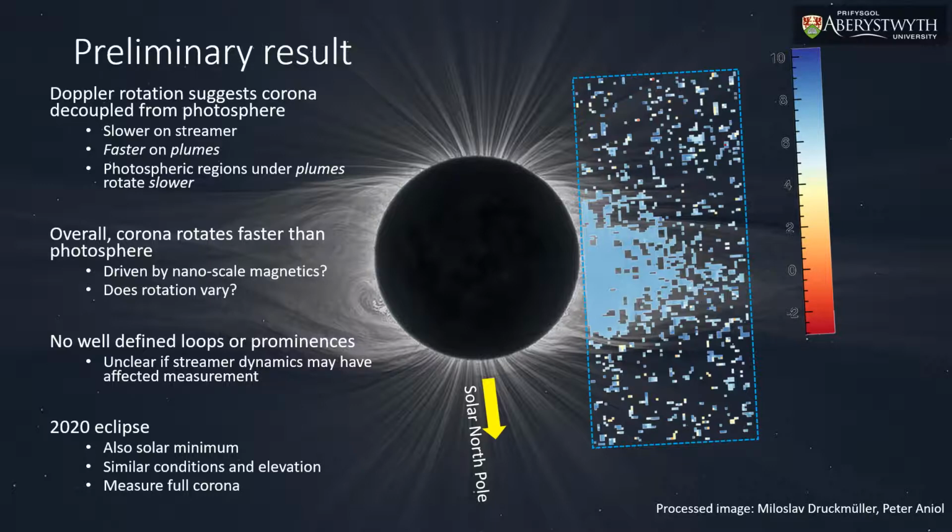The area of the corona that we measured lacks any loops or prominences, which might have photospheric footprints tied closely to them. So it's unclear if perhaps the dynamics of this large streamer over here has done a bit of trickery. But thankfully, this year's total solar eclipse is coming up and will provide an opportunity to measure the full corona this time. Hopefully with loops, prominences, streamers, flares, coronal mass ejections, the whole bit.